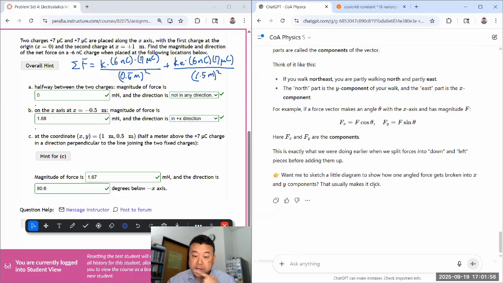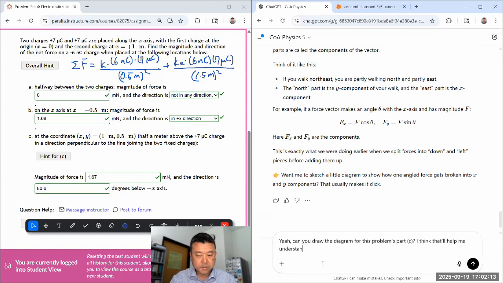Oh yeah. So it's actually asking the right thing. Can you draw the diagram for this problem's part C? I think that'll help me understand what you did better.